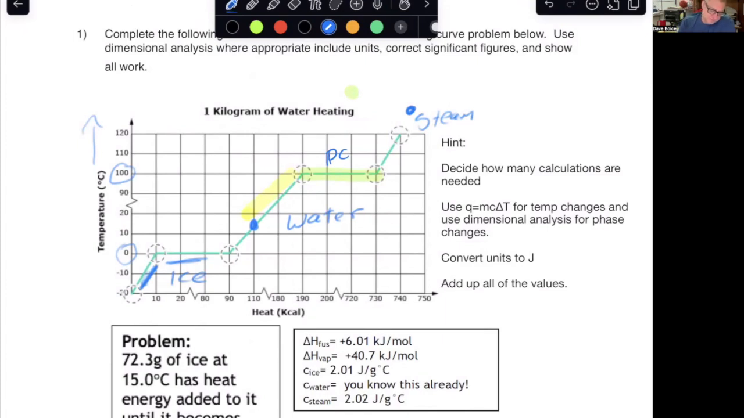Now, once we finish the phase change, we're still at 100 degrees Celsius, but now we are in the steam mode. And so now we can go from 100 degrees to 145. We're going to want to know how much energy that's going to take as well. So we have 3 calculations and we're done.